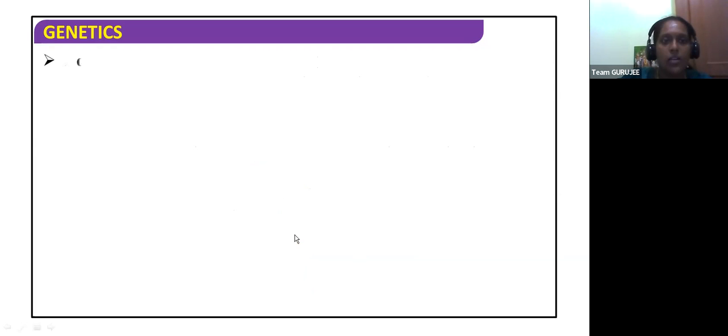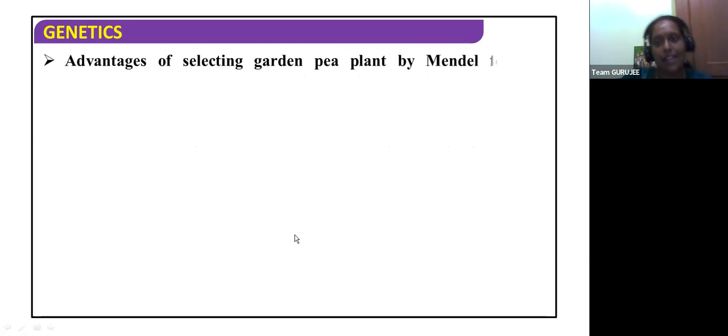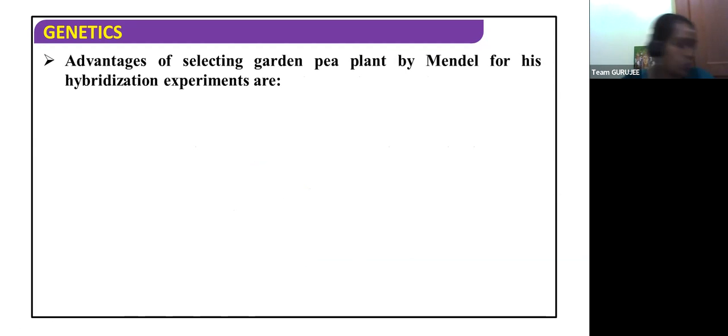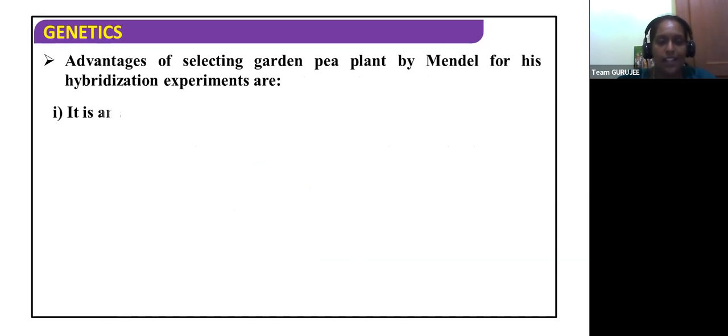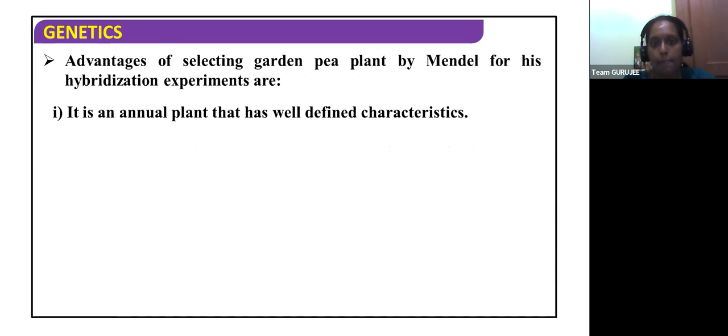Okay. So advantages of selecting garden pea plant. Why did Mendel choose garden pea plant for his experiments? You would have done this in your 10th grade itself, but why did he choose this? What are the advantages? So it's an annual plant. What is an annual plant? What do you mean by annual plant?